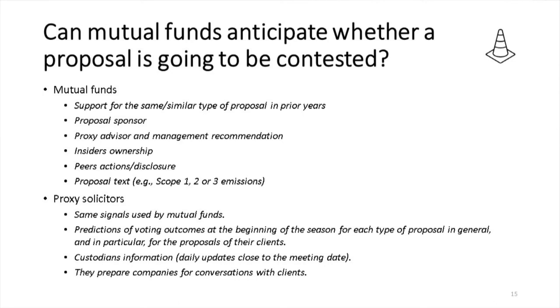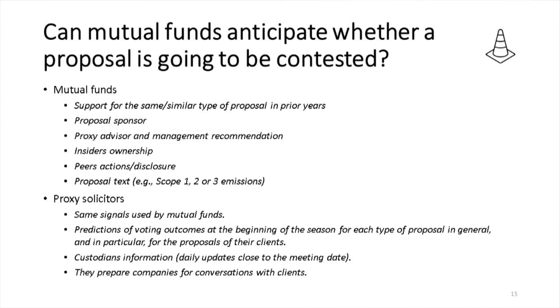Now, we talked also to proxy solicitors, which was very interesting. Of course, they also have the same information used by mutual funds. What we find interesting is that at the beginning of the season, they already made predictions based on previous information that they have on the proposal to see which proposal is more likely to be contested or not. Why do they do that?